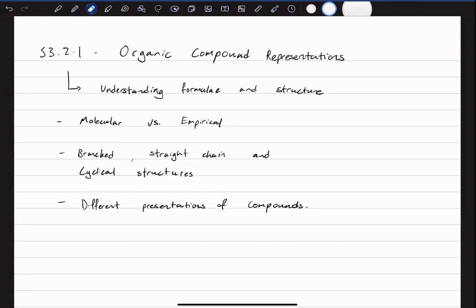Hello everyone, in today's video we will be covering S3.2.1 Organic Compound Representations. Throughout this video we will develop an understanding of formulae and structure. We will cover molecular formulas versus empirical formulas, branch, straight chain, and cyclical structures, and different presentations of compounds.